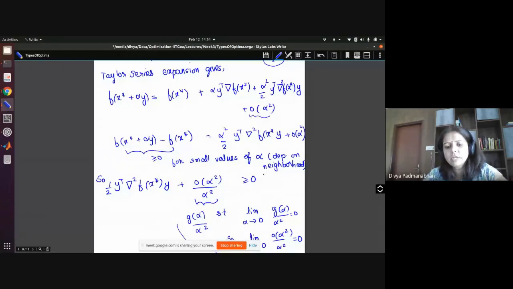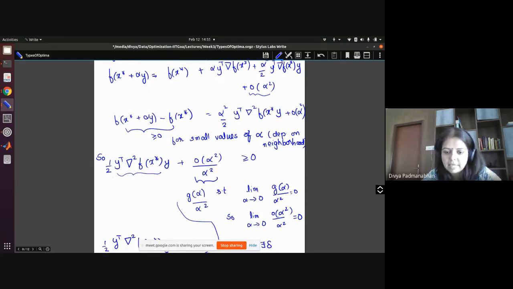So just to recall, what does this mean? This is a quadratic term, and we have this term, which is o of alpha square by alpha square. So what this means is that in the numerator, we have some function g of alpha, and that function is small o of alpha square. There's a function here which satisfies this: the limit as alpha goes to 0 of g of alpha by alpha square is 0. This is just by the definition of small o.